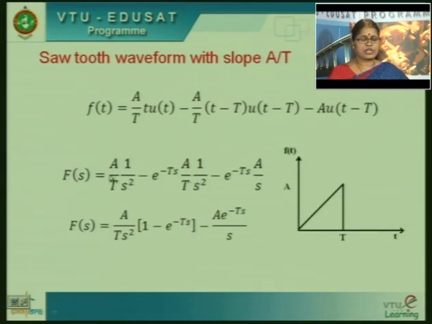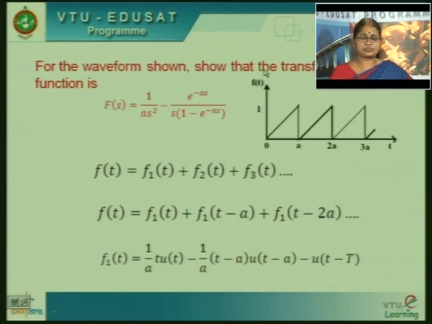Now, if you look at these two terms, A by T s square is common in them. So, I can write these two terms as A by T s square into 1 minus e power minus T s, and the last term can be written as A e power minus T s by s. So, this is the Laplace transform of the Sawtooth wave. Once you know the Laplace transform of the Sawtooth wave, you can very easily find the Laplace transform of a triangular waveform.